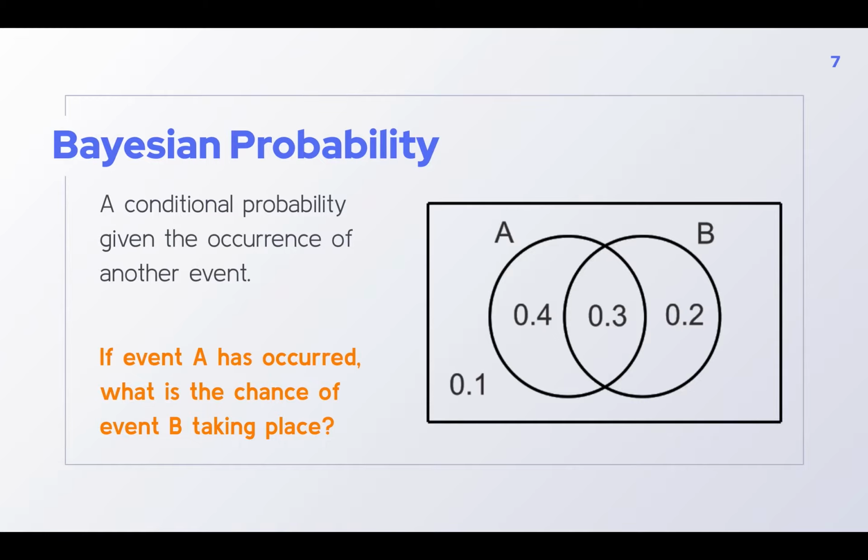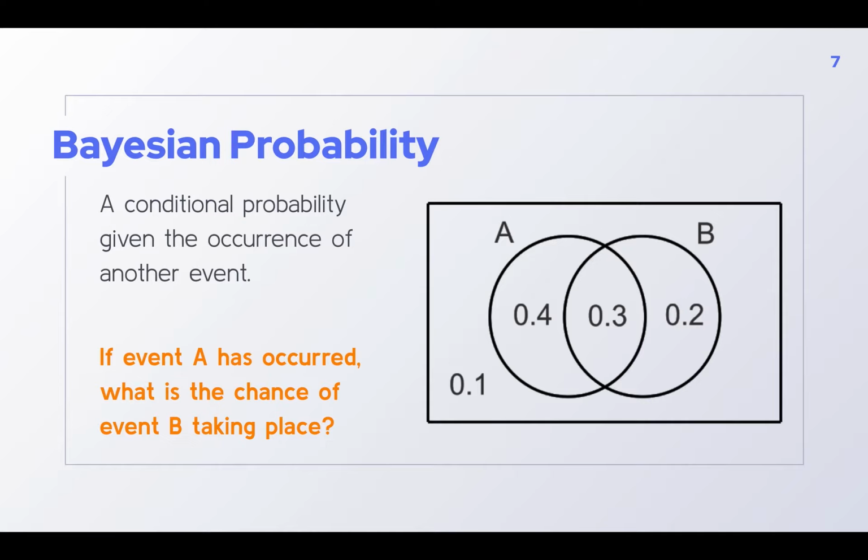So Bayesian probability is a conditional probability given the occurrence of another event. So it's like if you wake up late, will you be late for school? You're not going to be late every time. Sometimes you might run and still catch the bus, or the bus might be a minute late and you still get it. So, for example, here we have 2 different events.